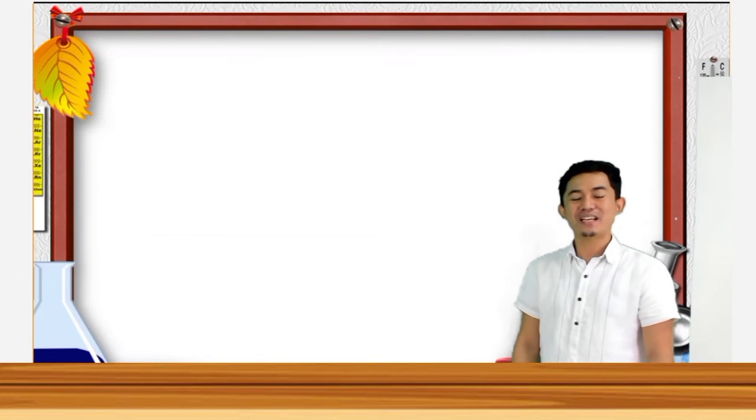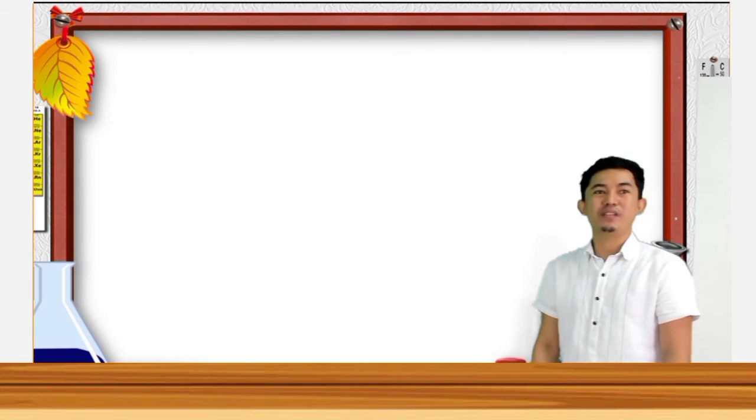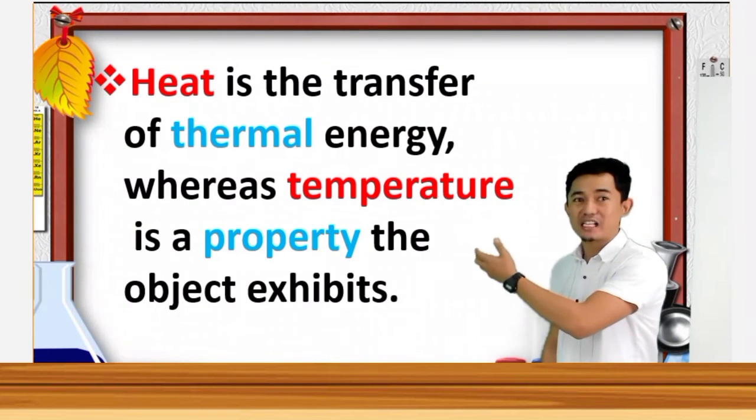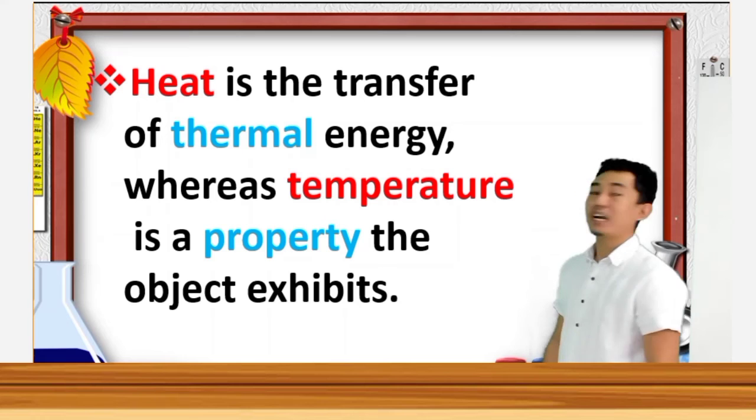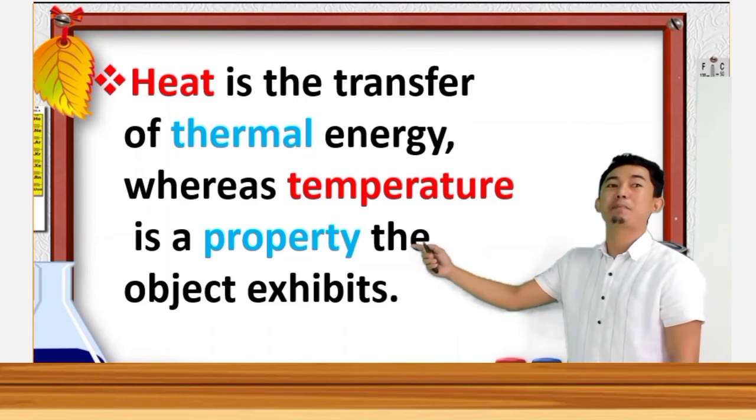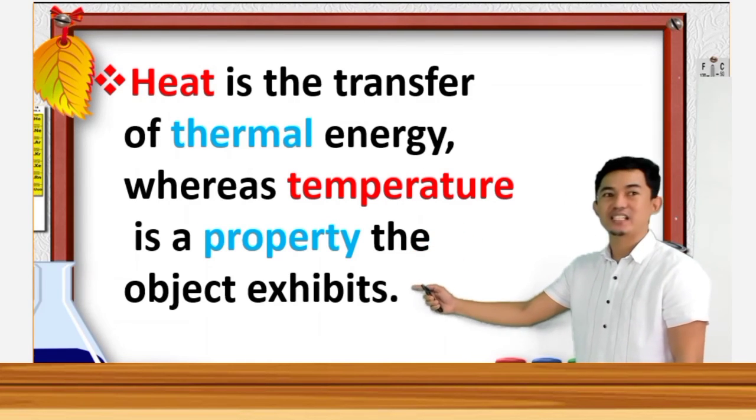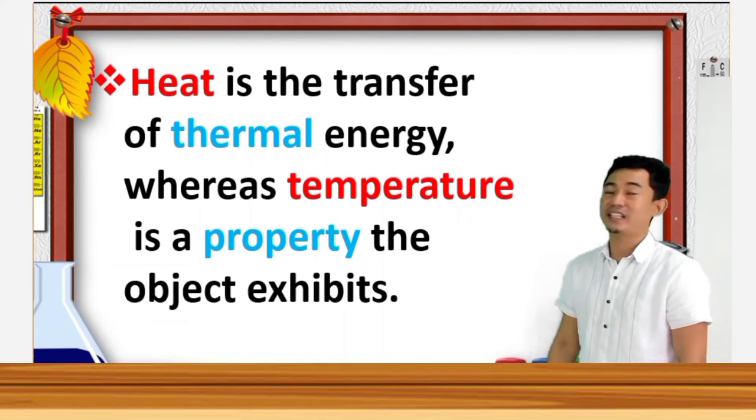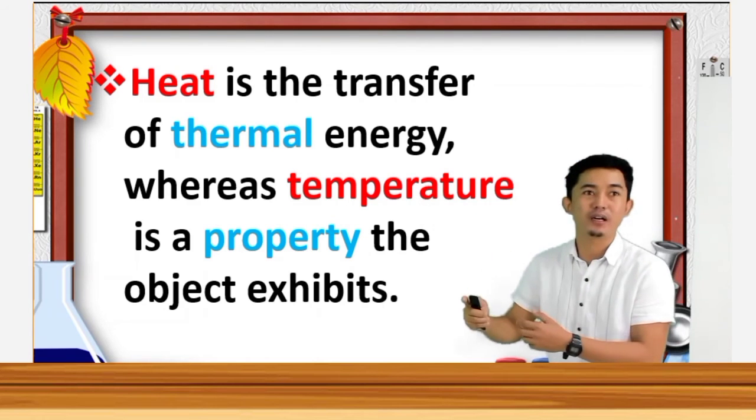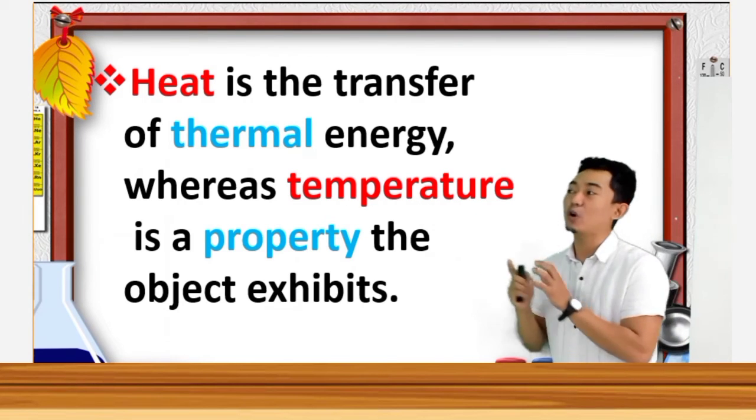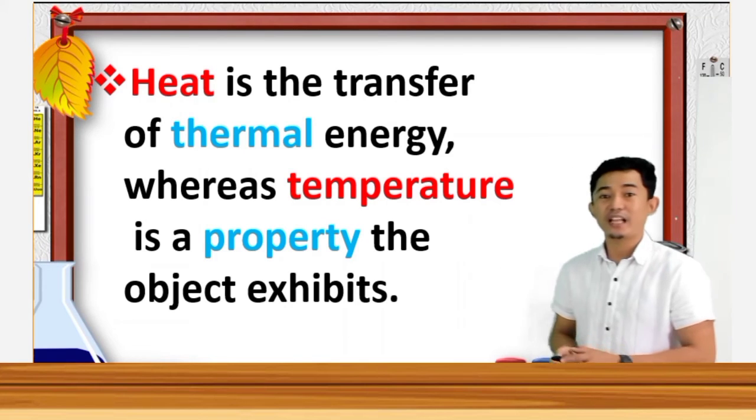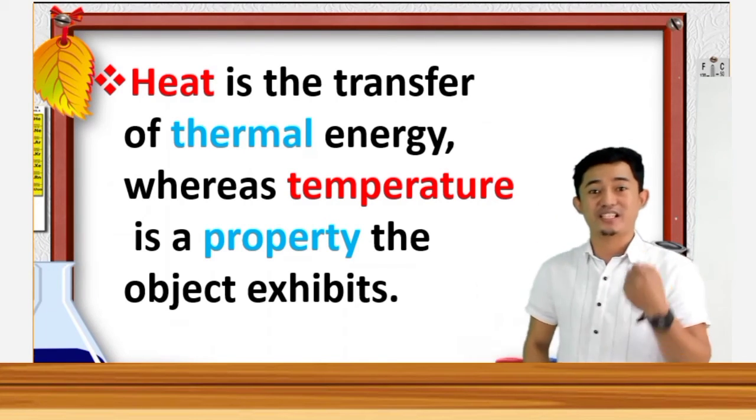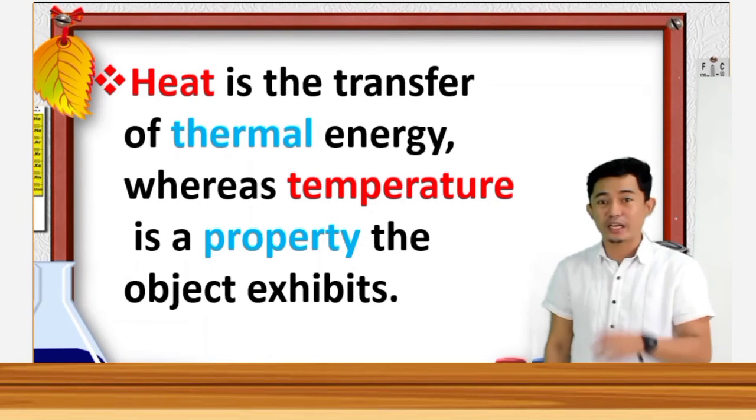Okay? Now, aside from that, we have this slide. Heat is the transfer of thermal energy, whereas temperature is a property that an object exhibits. Okay? So do not forget this. It is the heat which transfers thermal energy from one object to another object, and the temperature itself is the property which the object exhibits. Do not forget those things.